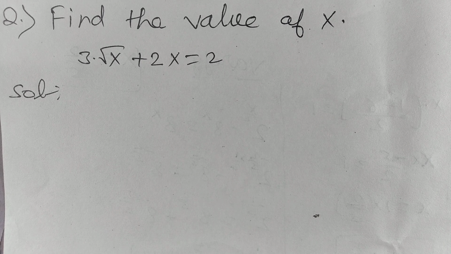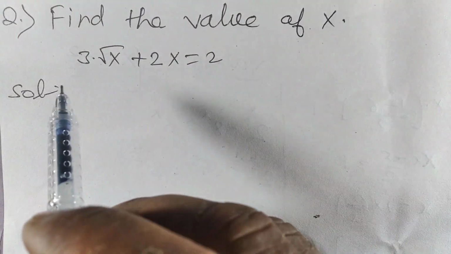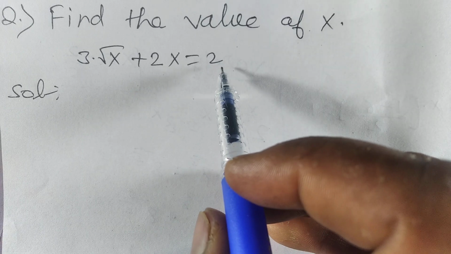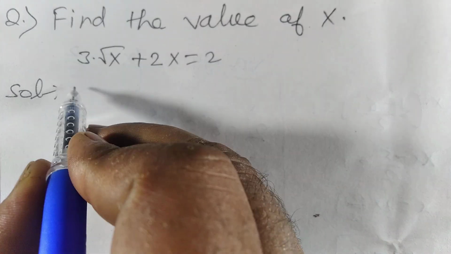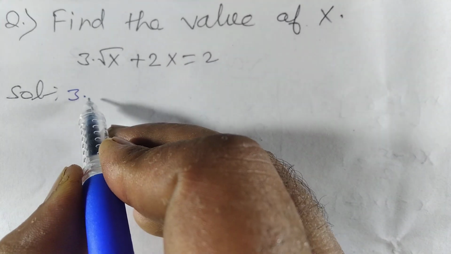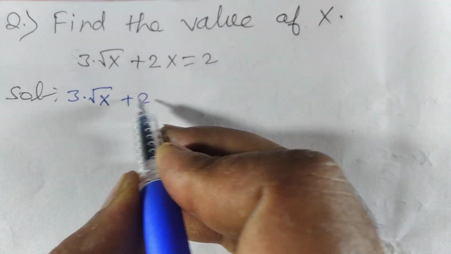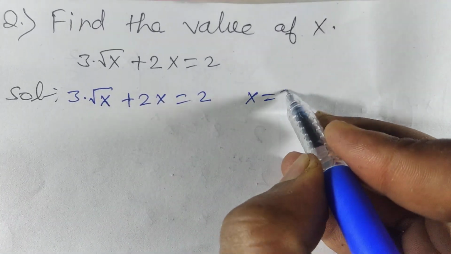Hi everyone, we have chosen a problem of algebra from Olympiad Maths. The question is: find the value of x from the expression 3 times the square root of x plus 2x is equal to 2. Now, solving this problem, given that 3 times the square root of x plus 2x is equal to 2, we have to find the value of x.